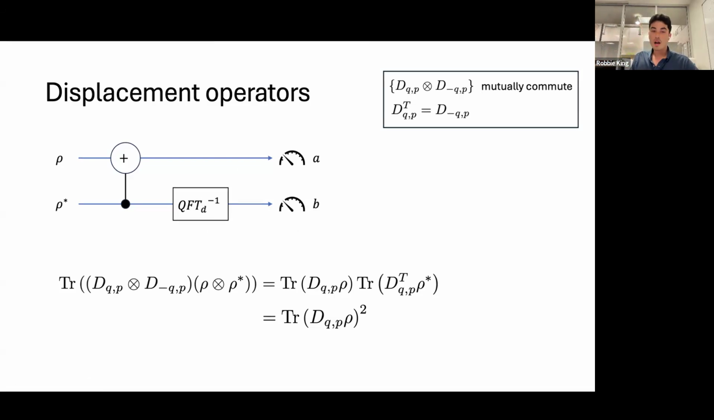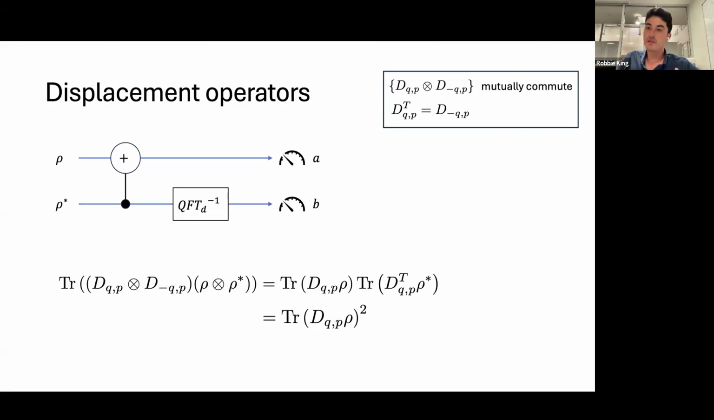Okay, so now suppose we measured rho tensor rho in this basis. This wouldn't necessarily help too much, because what is trace of D tensor D transpose and then rho tensor rho? It doesn't really give you anything. But if we put rho tensor rho star on these two registers, then we naturally get trace of D rho squared as the thing that we can simultaneously estimate for all Q and P.